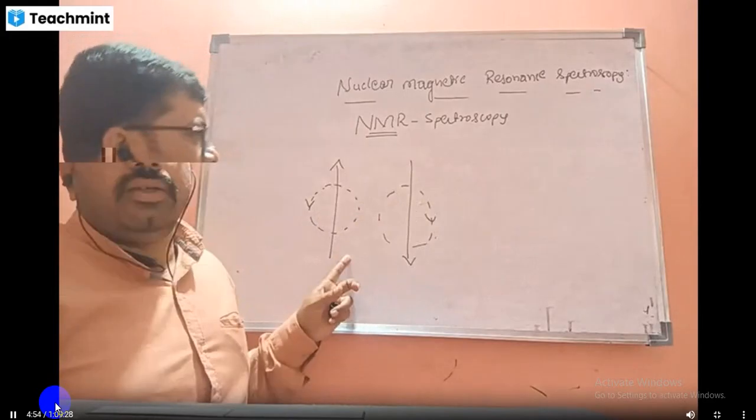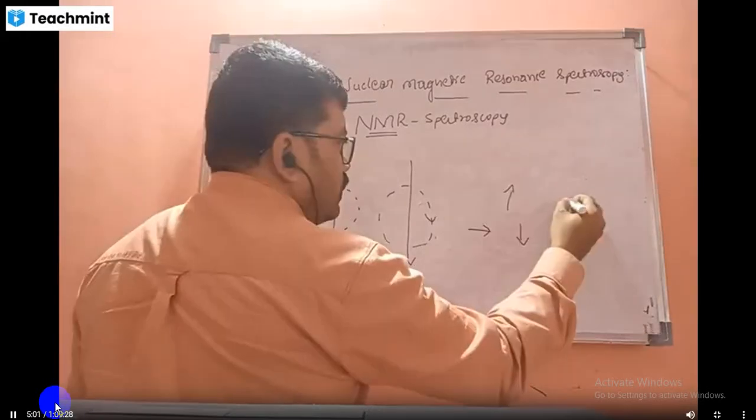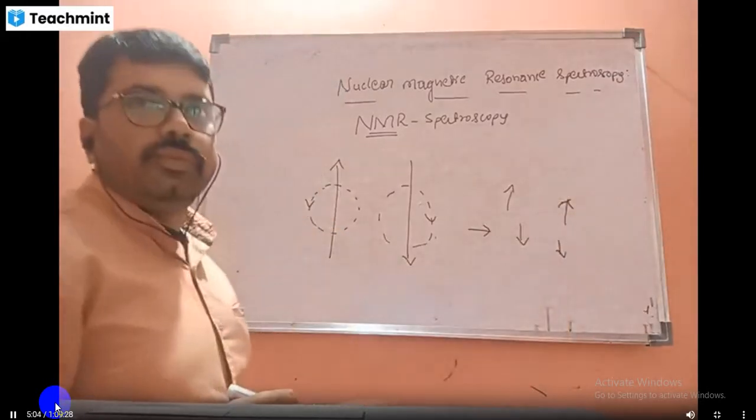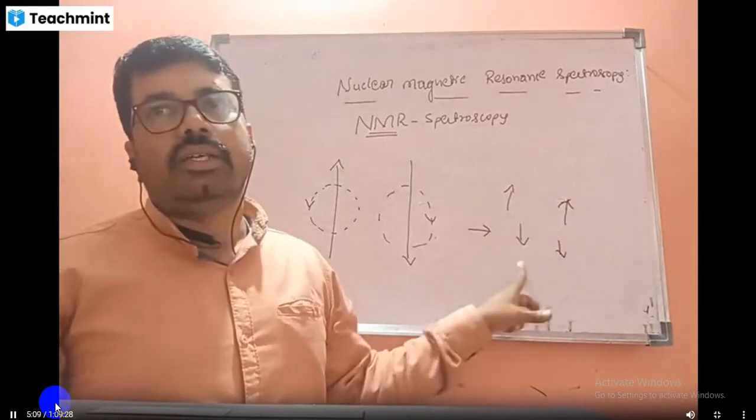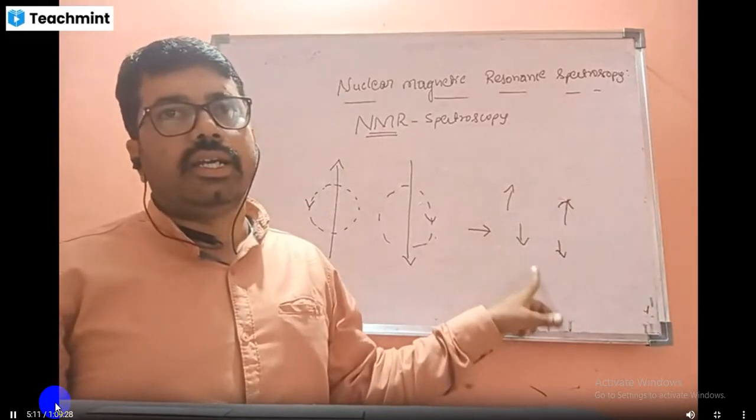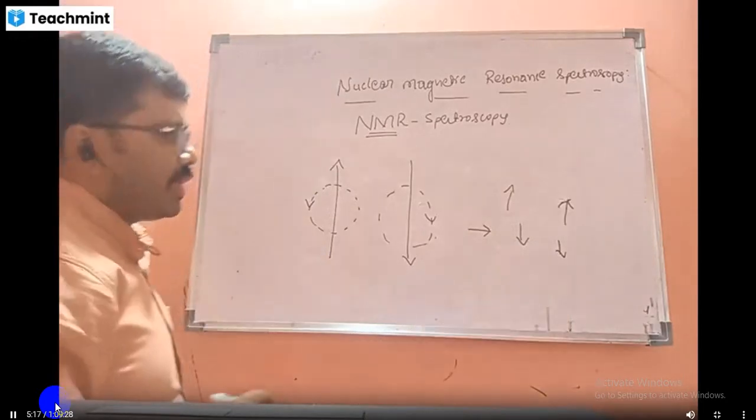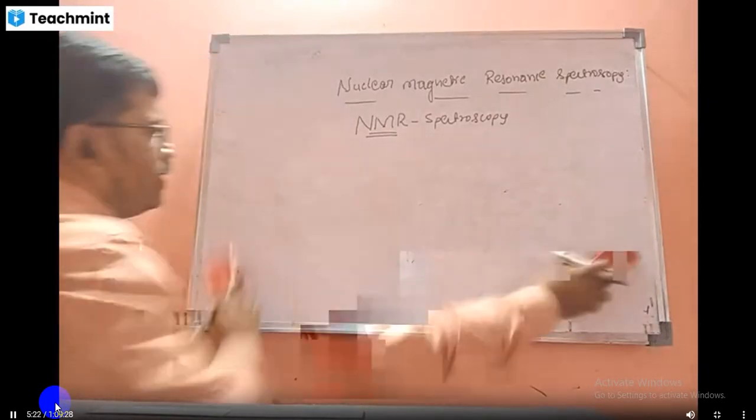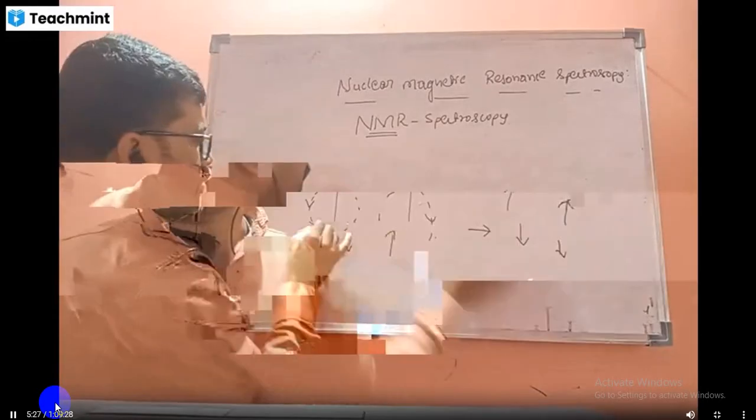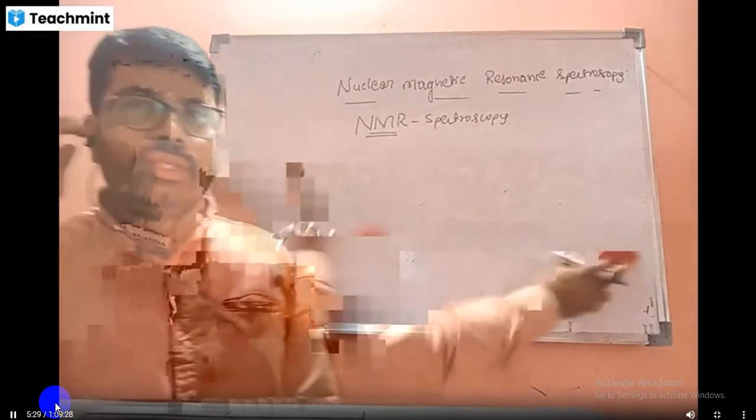The nucleus is a spinning charge, spinning randomly on its axis and generating a magnetic field. Without an external magnetic field, the nuclei are randomly oriented.